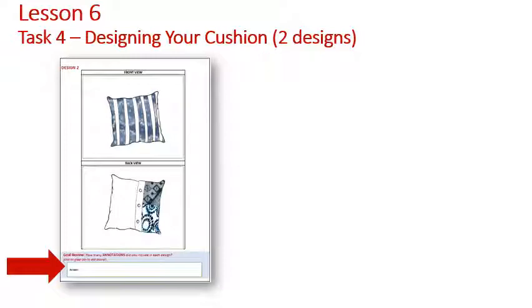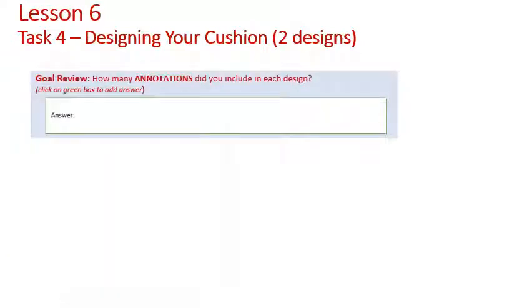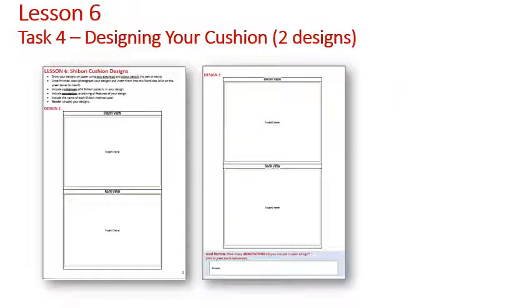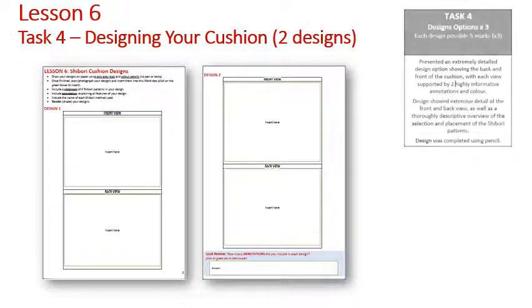Now at the bottom of the third page is the goal review. And if we have a closer look, the goal review is asking you, how many annotations did you include in each design? Now you will click on the green box and type in your answer, but have a think, these are the pages you have to fill in. So even though we're only designing 2 cushions, we are designing the front and back of each. So how many annotations are you going to include in your designs?